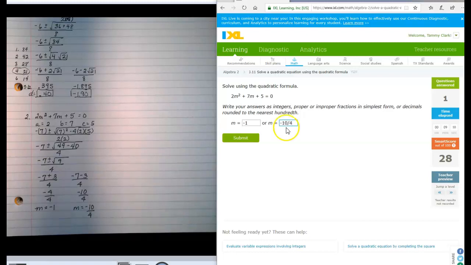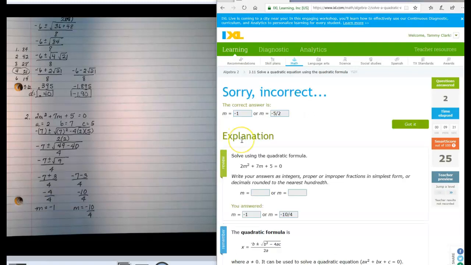That's a little bit more tedious, but I'm guessing they were good. I was supposed to reduce it. It said simplest form. I tell you what, now I know how you feel.